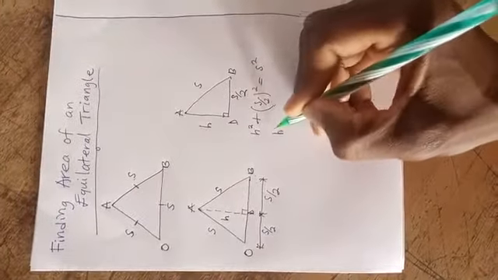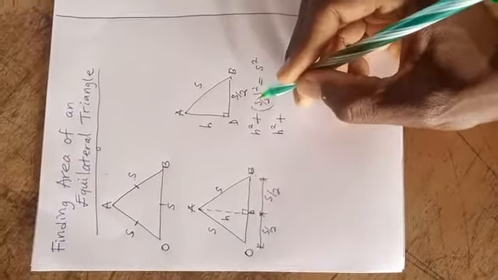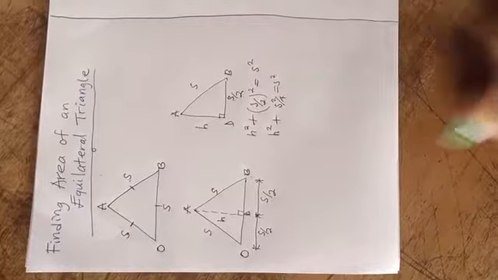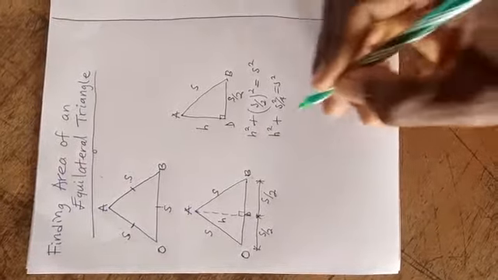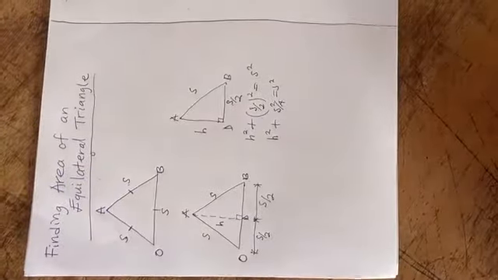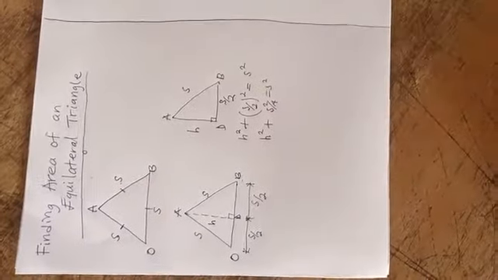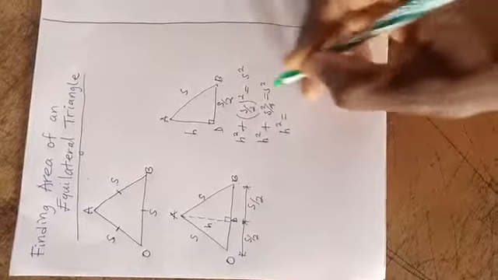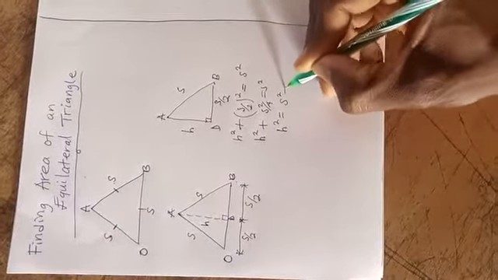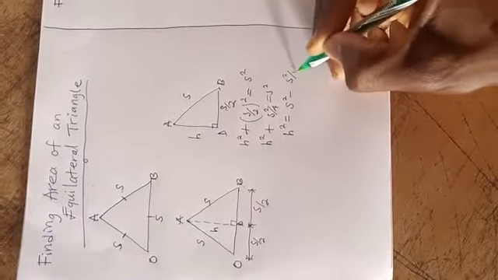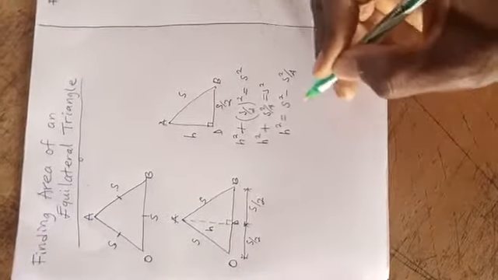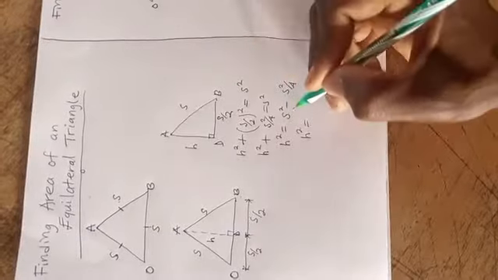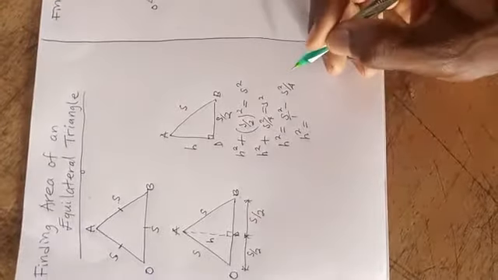So we have H squared plus, when we square S over 2, S squared over 4, equals S squared. So when we want to find H, we send this S squared over 4 across the equal sign. So our H squared is now equal to S squared minus S squared over 4. So we solve this fraction and find the LCD, which is 4.